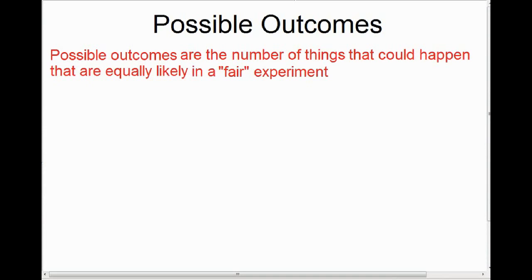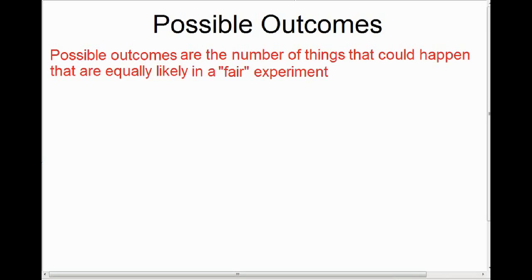The first thing we're going to talk about when we're talking about probability is what's called possible outcomes. Possible outcomes are the number of things that could happen that are equally likely in what's called a fair experiment. In a fair experiment, there are things that can happen, and those things are equally likely. In other words, they have the same chance of happening.